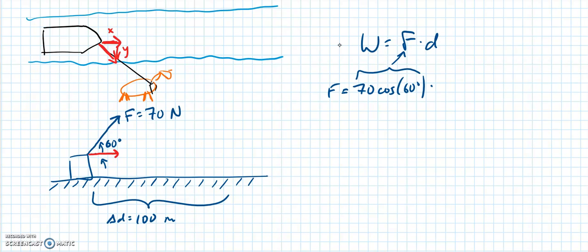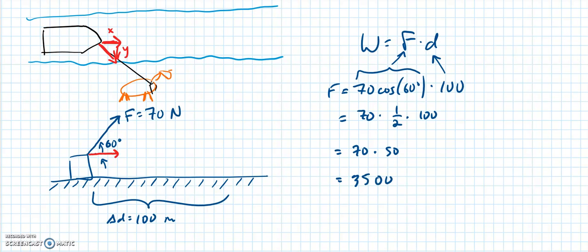And then the delta D is 100. So 70 times 6 cosine of 60, which is a half. So that's 70 times a half times 100, which gives me 70 times 50, which is 3,500. And the units for this are Newton meters. That should make sense because force was measured in newtons and the delta distance was measured in meters.